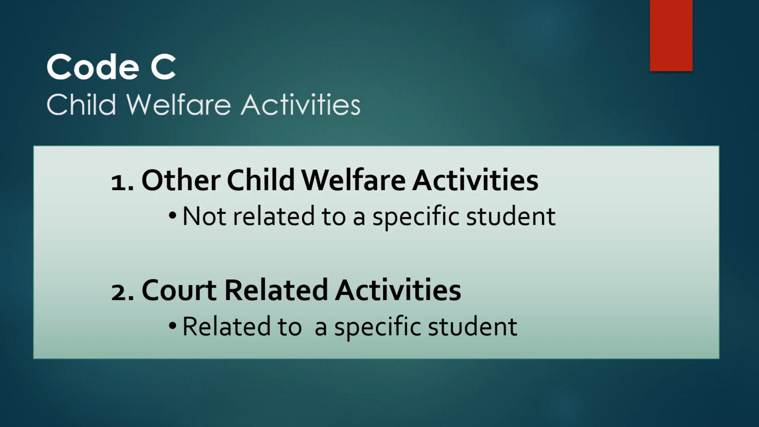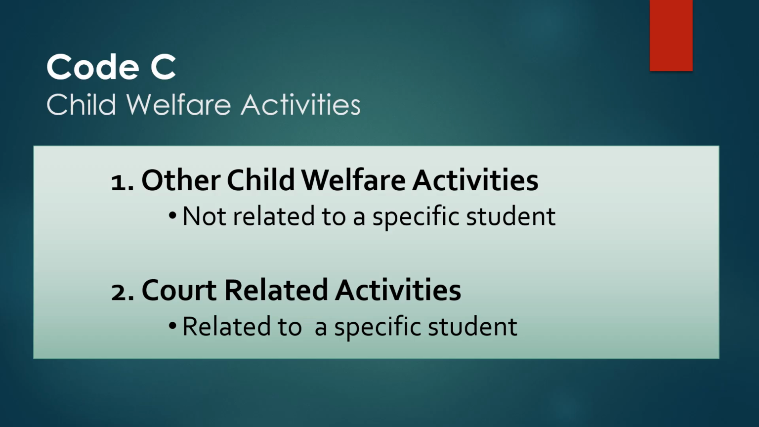Code C has two parts. The first part of this code is other child welfare related activities. These activities are not related to a specific student. An example would include participating in discussion or planning meetings concerning the general topics of students and the factors that put them at risk for being removed from the home.